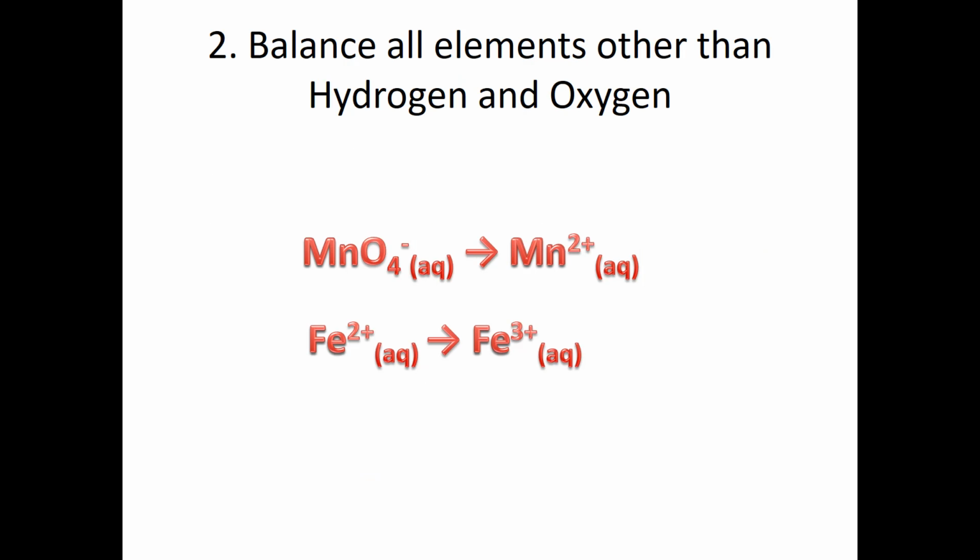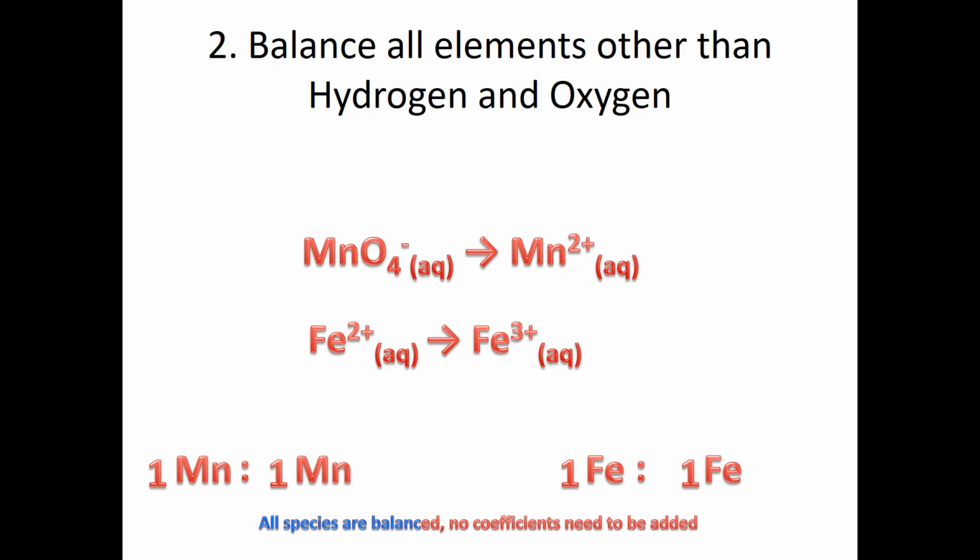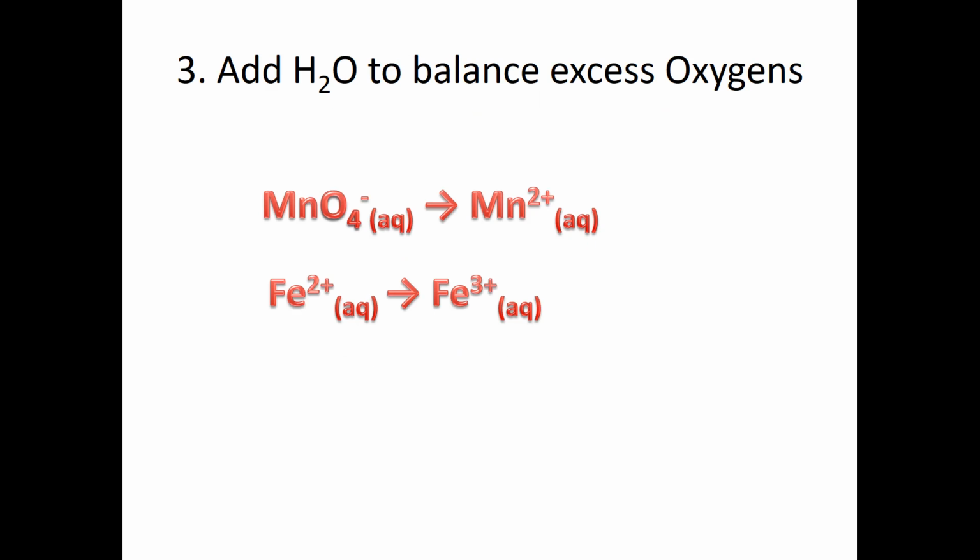Step number 2 is to balance all elements other than hydrogen and oxygen. Well, for the Mn's there's 1 on each side, and for the Fe's there's 1 on each side, so they're already balanced, so we don't need to add any coefficients at this stage. Step number 3 is add water to balance any excess oxygens. You can see from the MnO4 minus that there's 4 oxygens on the left, so we'll add some water to the right. We need to add 4 so that our oxygens are balanced.